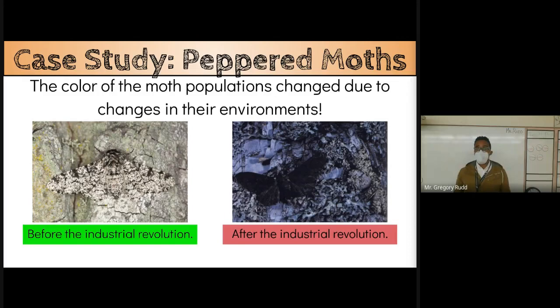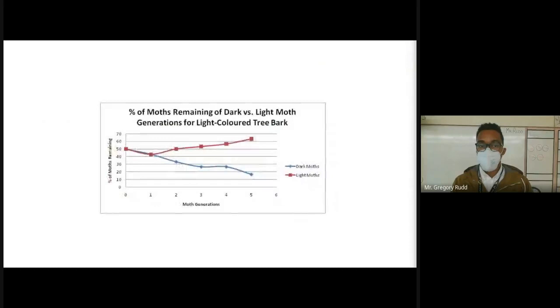Now, in this case, they're not competing for food. They're basically competing for safety, right? They want to be camouflaged. They don't want to be as easily spotted by whatever birds they were probably being eaten by. So they're competing for safety in this case, and it's driving their evolution.